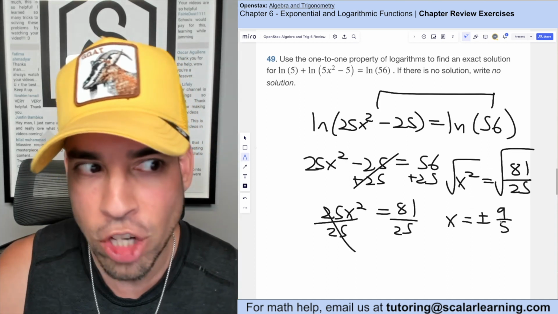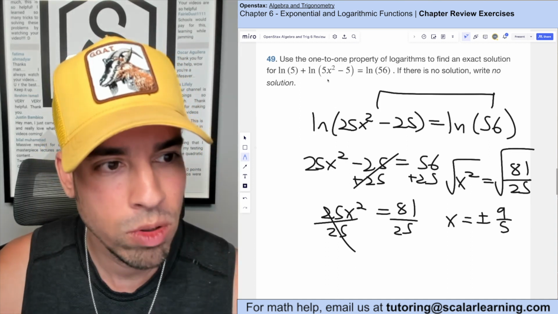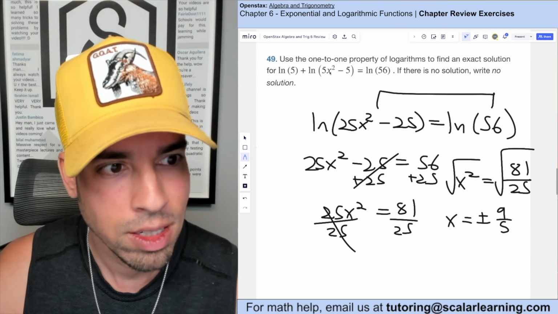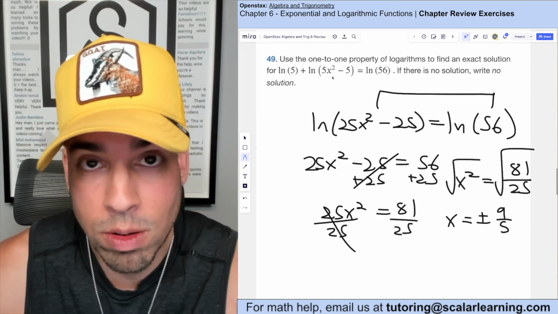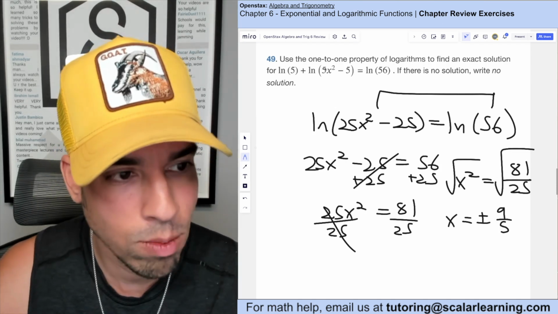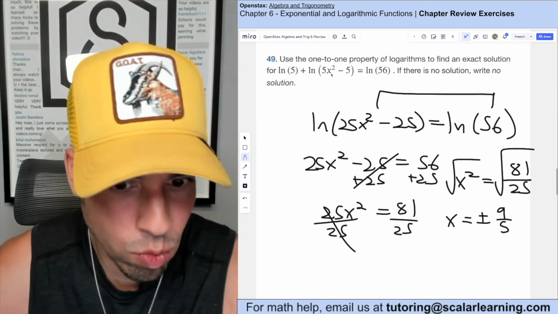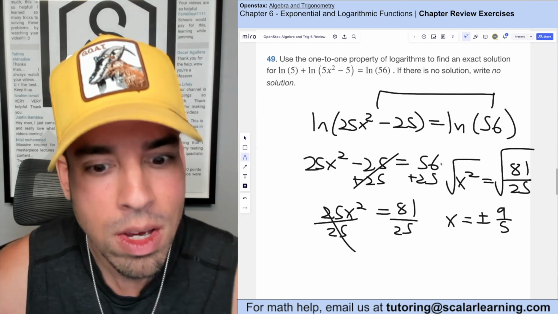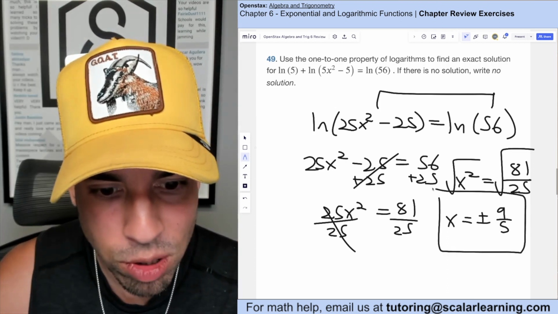Now, we want to check that both of these are viable. But the beauty of this original equation is that the x is squared. And there's only an x squared. There's no x, which means the negative and the positive, since they're the same, will give you the same value because you're squaring both of them. They're both going to end up being positive. So both of these are viable solutions.